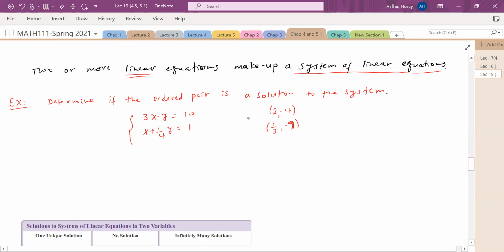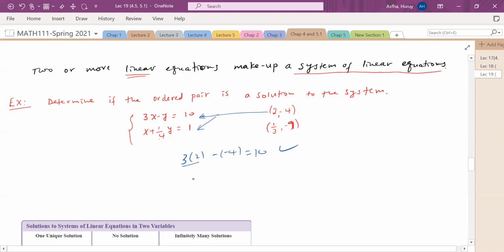first what we do is we check this in each of the equations, okay? So in the first one, we get 3 times 2 minus 4 equals 10. This is 6. Negative times negative will be positive, so 6 plus 4 is 10. Therefore, it's a solution to the first one.